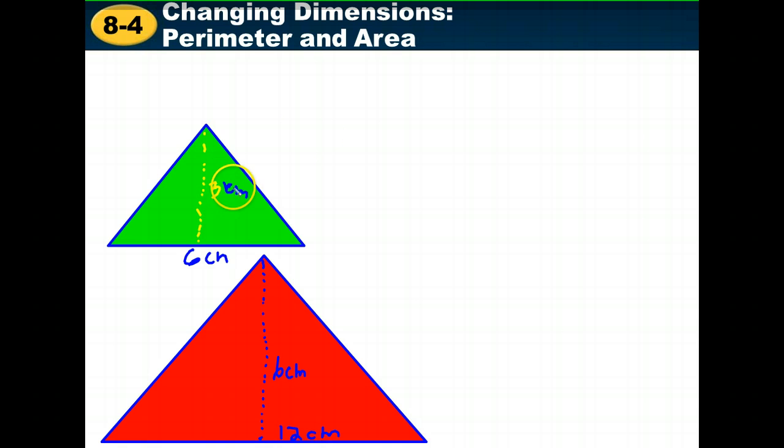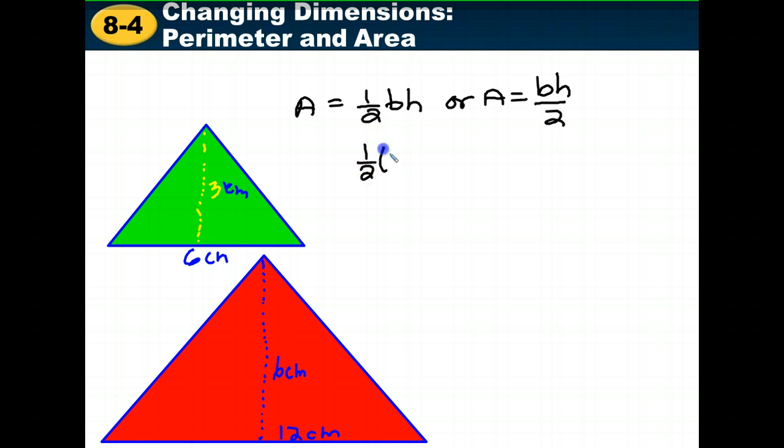Now let's first find the area for the triangle. So the area will be half of the base times the height, or if you want, you can use base times height divided by 2. I like this one because it's a little easier for me, but you do whichever one you like. So for the small one, I'm finding the area of the small triangle. That would be half of 6 is 3, 3 times 3 is 9. So that'll be 9 square centimeters.